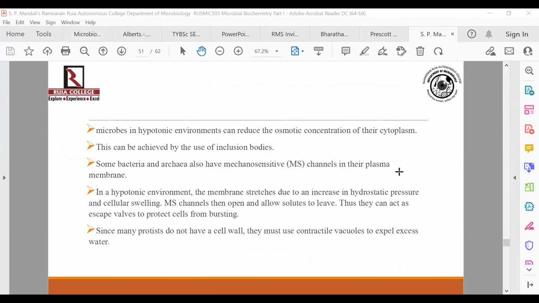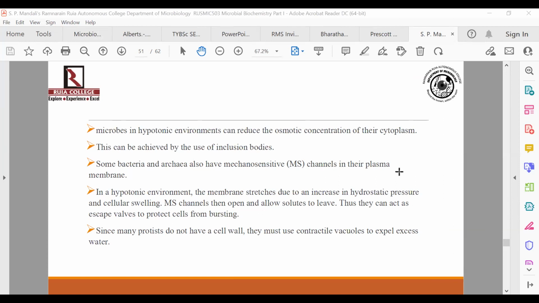So microorganisms in a hypotonic environment have to see to it that they maintain osmotic balance in their cytoplasm. That's the most important task. How do they do this? How are they going to see to it that their osmotic balance is maintained? They can make use of inclusion bodies, wherein they fill those vacuolar structures with water and solute and try to excrete out all that is in excess inside the cell.